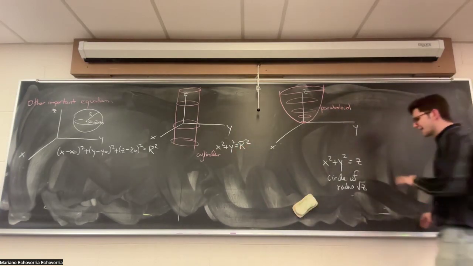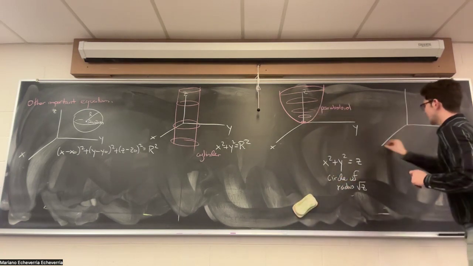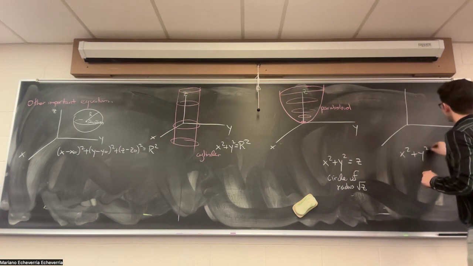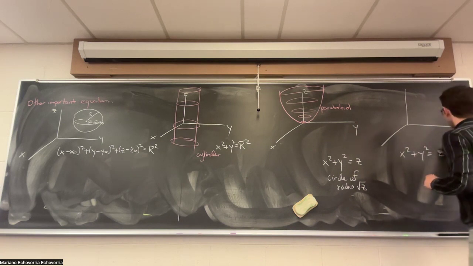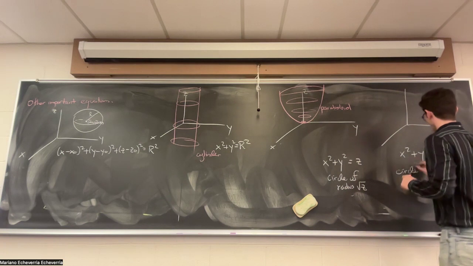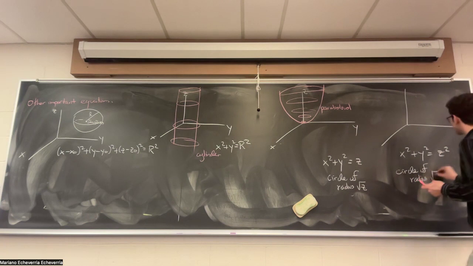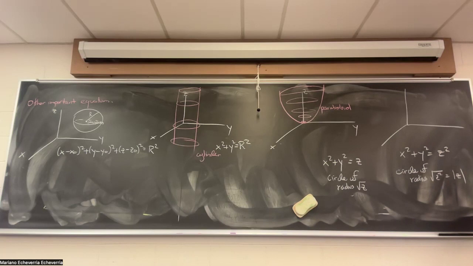And a slight modification of this one, the last picture I'll do today, is what if x squared plus y squared equals z squared? What happens here is still a circle of radius root of z squared, which is the absolute value of z. So it is a radius that still increases with the height. Let's first draw the top part.